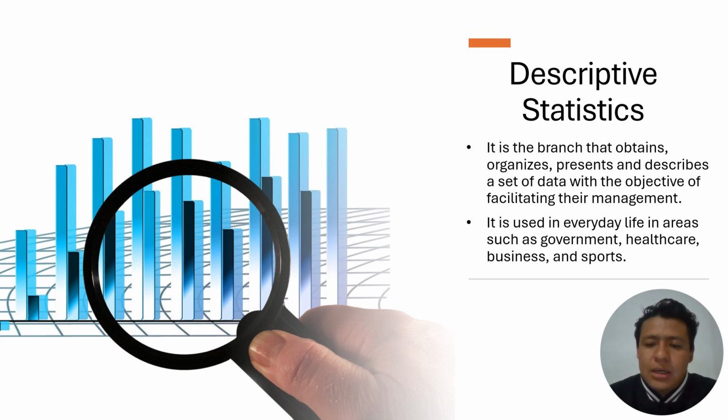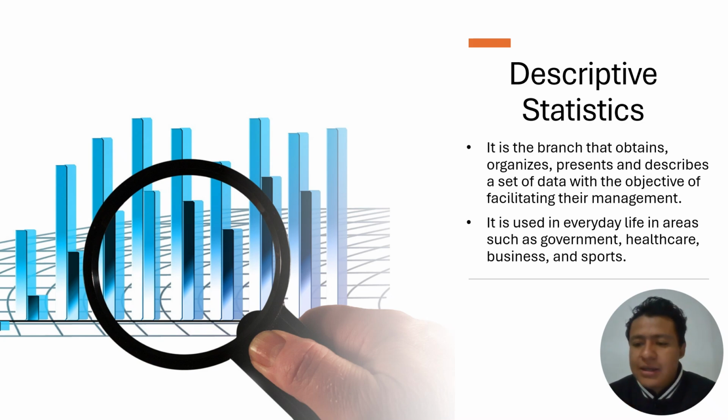Descriptive statistics is the branch that obtains, organizes, presents, and describes a set of data with the objective of facilitating their management. This method helps us organize a large amount of data through methods, tables, and graphs that allow us to present the results in an organized manner.